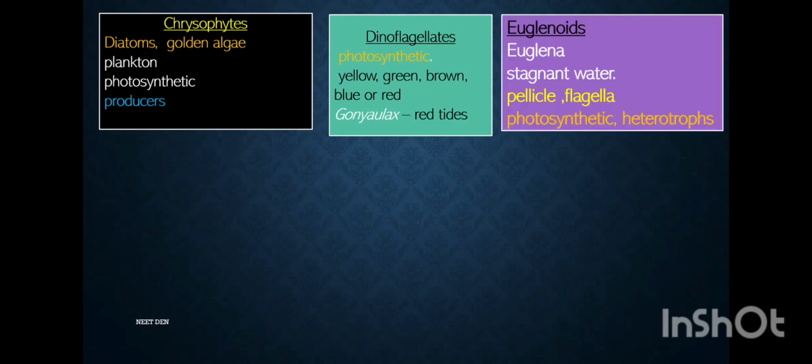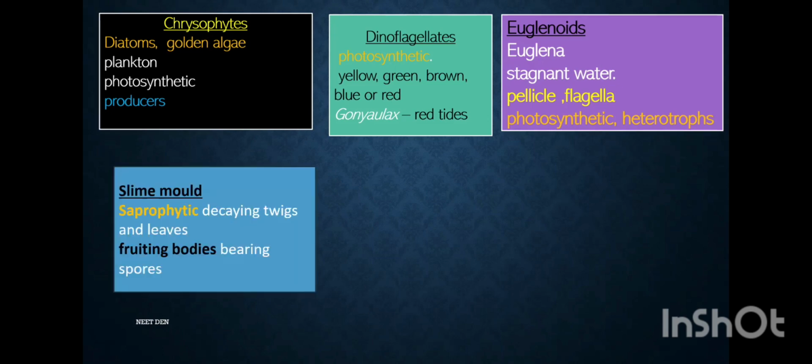Summarizing euglenoids, the example is Euglena, which are mostly present in the stagnant water. They do not have a cell wall, but they have a pellicle, which makes them more flexible. And they also have flagella, which help them to move. They are also photosynthetic, and in unfavorable conditions, when they are not exposed to sunlight, they may also behave like heterotrophs.